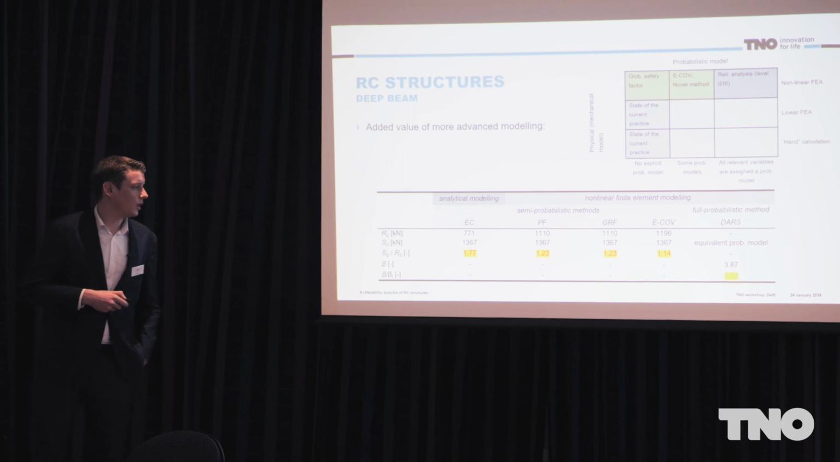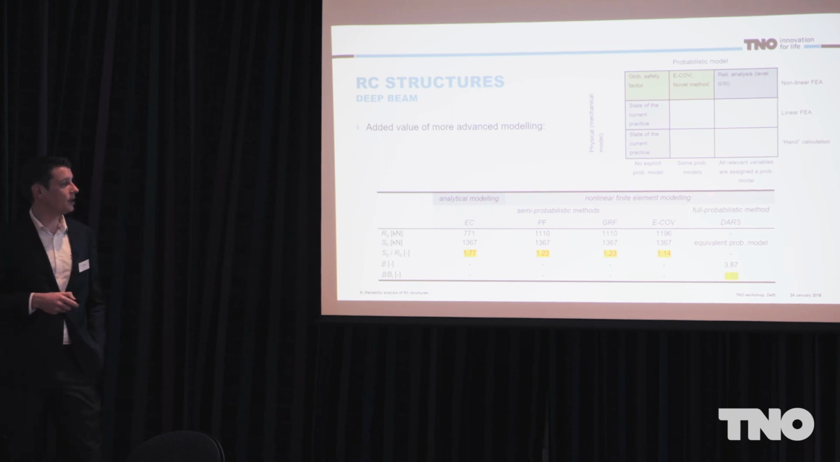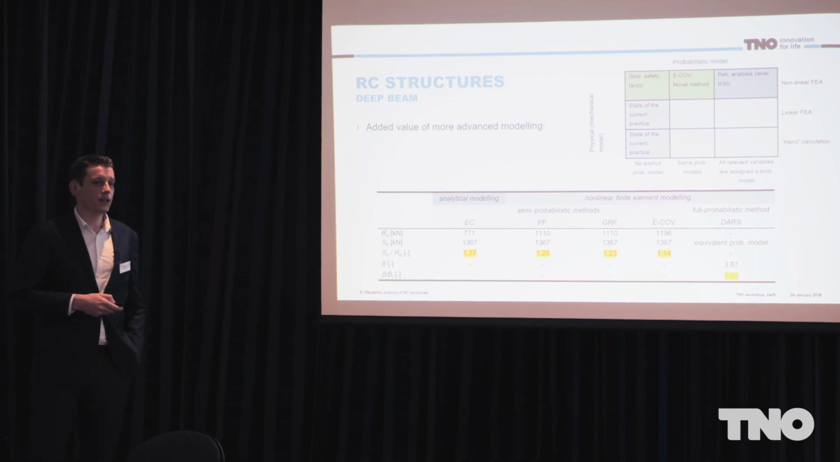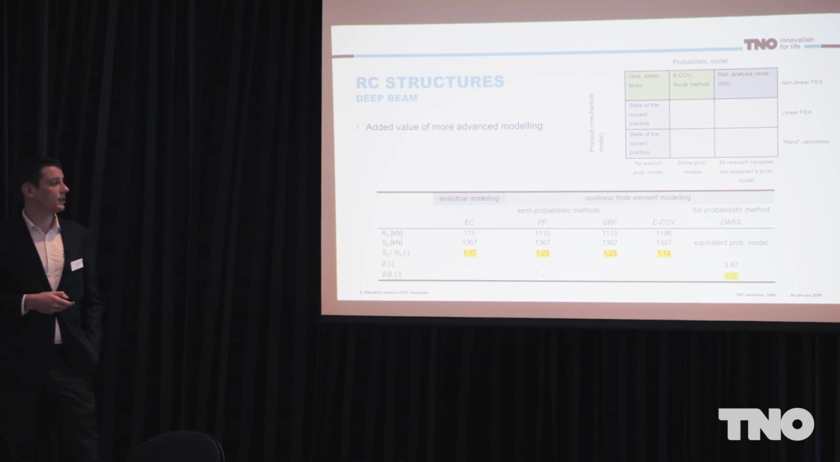But it's still larger than 1. And then if we extend our model, not only in this dimension, not only the physical model is more advanced, but the probabilistic model is more advanced, then we can obtain, for this particular case, that the structure complies with the standard. So it appears that a large reserve can be uncovered.